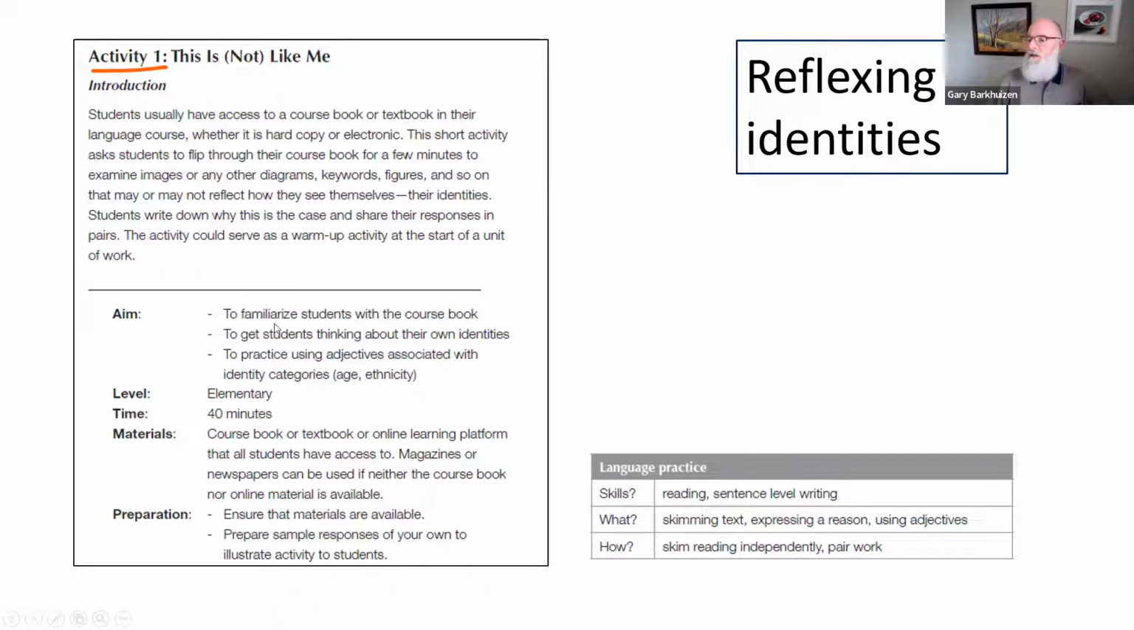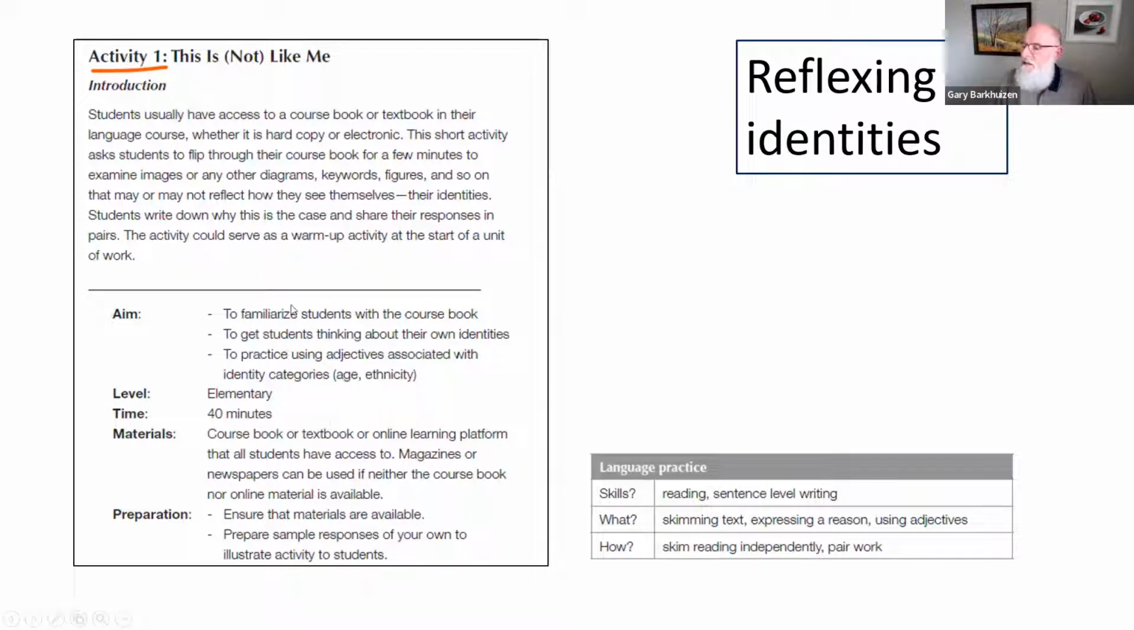It's got some information about the aim and so on, and what the language skills or the focus of the language are in the activity. So students usually have access to a course book or textbook in their language course, whether it's hard copy or electronic. This short activity asks students to flip through their course book for a few minutes to examine images or any other diagrams, words, keywords, figures, and so on that may or may not reflect how they see themselves, their identities, in other words. So students write down why this is the case and share their responses in pairs. So it's just a little introduction to what happens. So this activity could serve as a warm-up activity at the start of the unit.